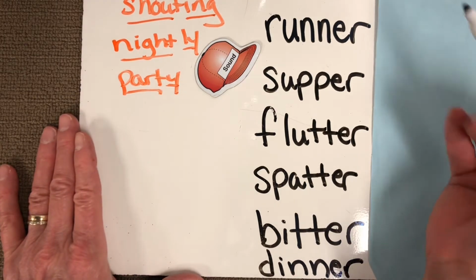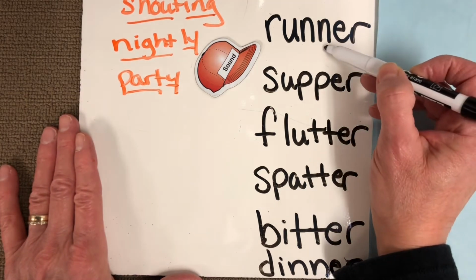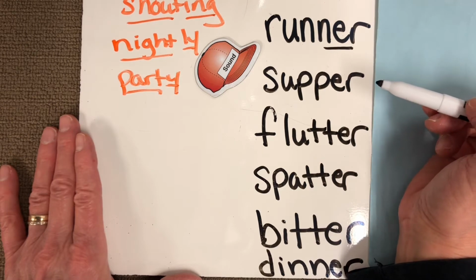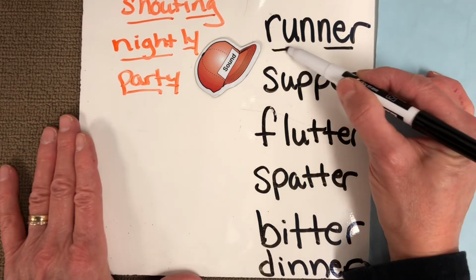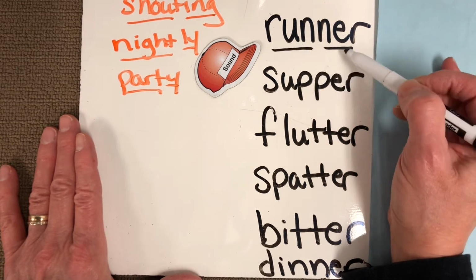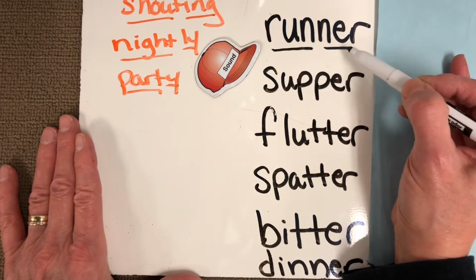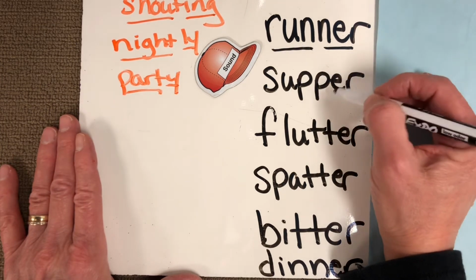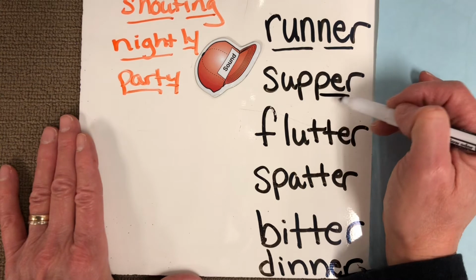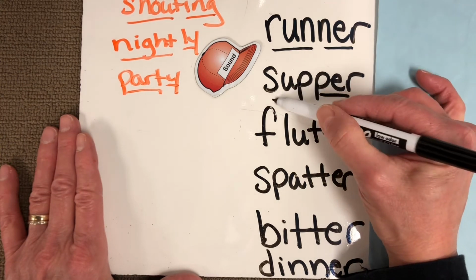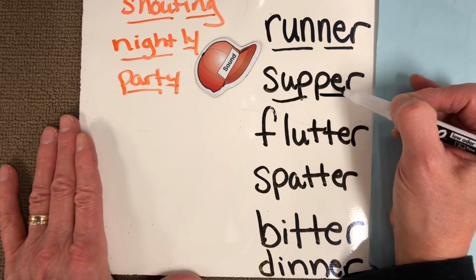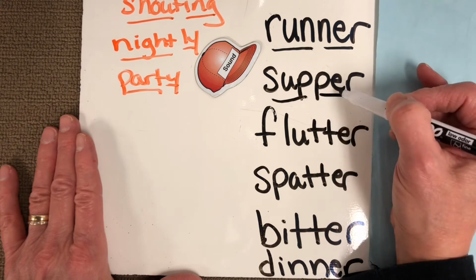So let's look at this one. What's the ending syllable? Ner. What's the first syllable? Run. Run, ner. What's the word? Runner. We can instantly see this syllable, per. What's the first syllable? Sup. Second syllable, per. What's the word?